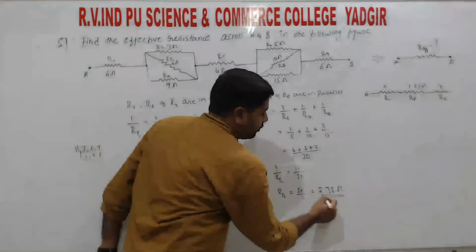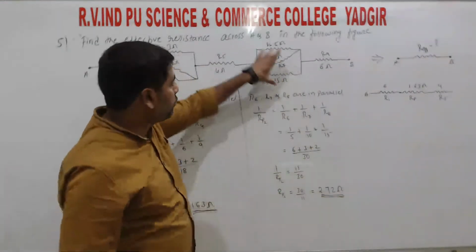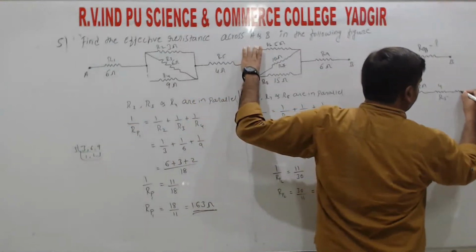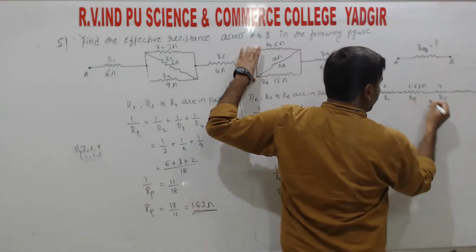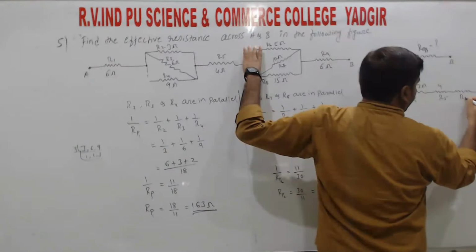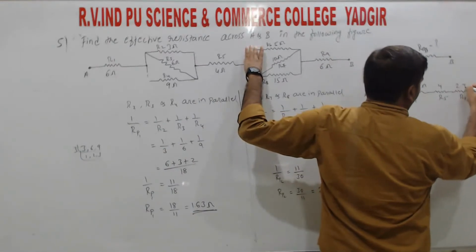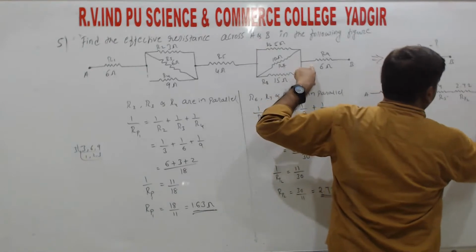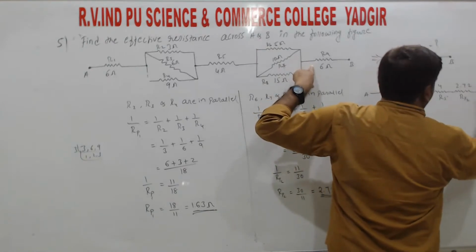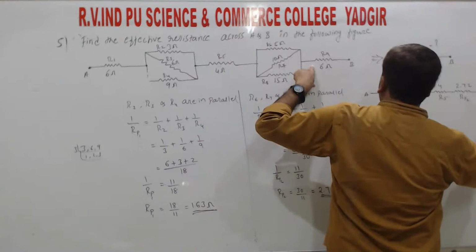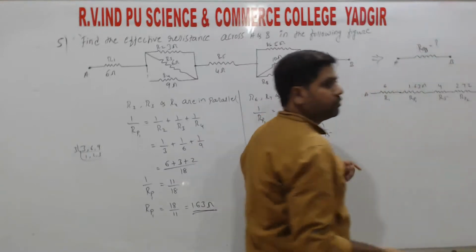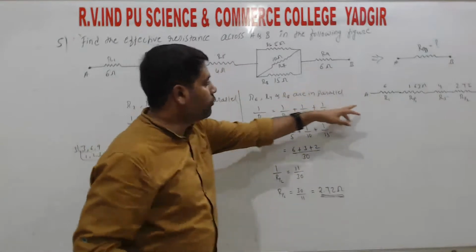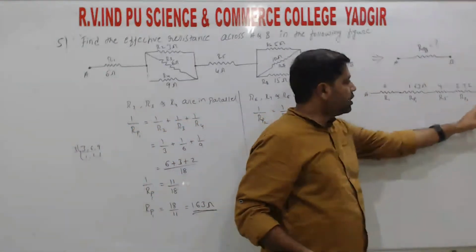So this is the effective resistance of these three combinations, right? That one we can write here. So this is RP1, here RP2, so we get 2.72 ohm, and the last one is 6 ohm, that is R9, right? Now if you observe here, all the resistances are in series.